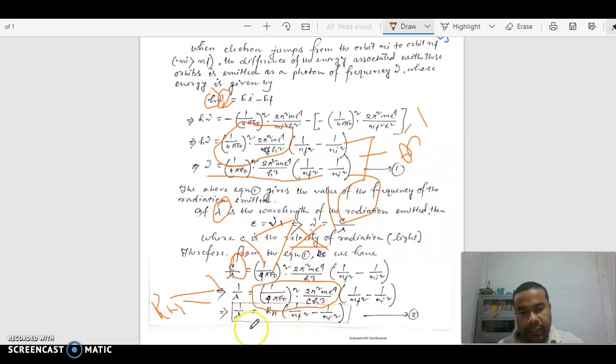So by using this equation, when an electron jumps from a higher energy level to a lower energy level, or from a lower energy level to a higher energy level, we calculate the energy, wavelength or frequency. It's a very important equation. Every time you have to use it to find the wavelength, energy, frequency, etc. Thank you.